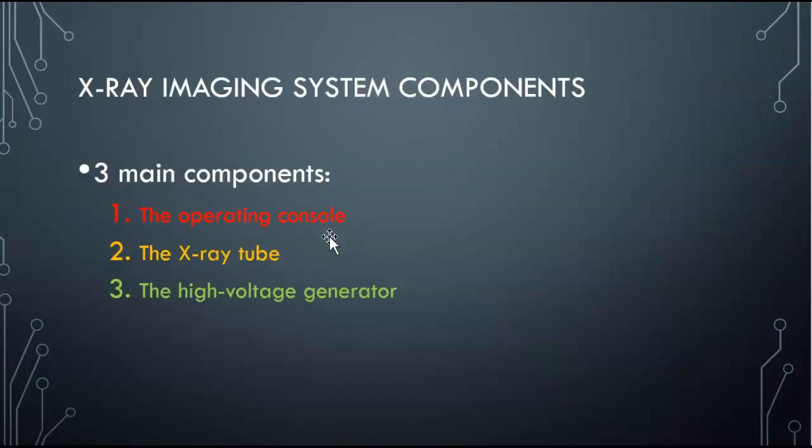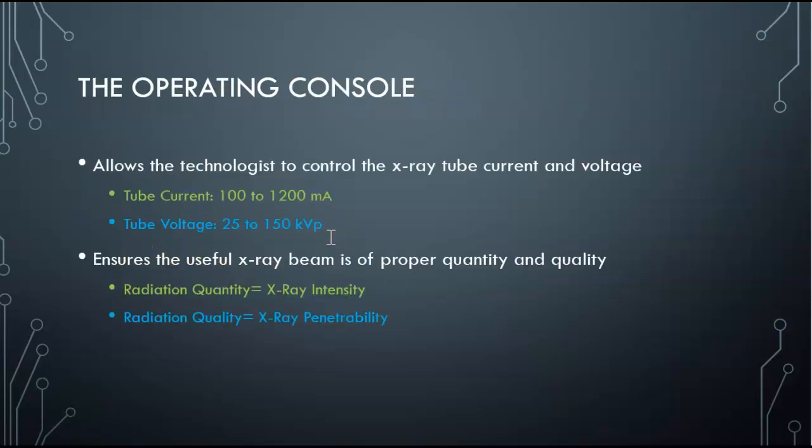X-ray imaging system components, there's 3 main components. It's a great quiz question or exam question. There's the operating console, the X-ray tube, and the high voltage generator. Okay, so these are the imaging system components. The operating console allows the technologist to control the X-ray tube current and voltage. Tube current of 100 to 1200 mA is common, and the voltage of 25 to 150 kVp ensures the useful X-ray beam is of proper quantity and quality.